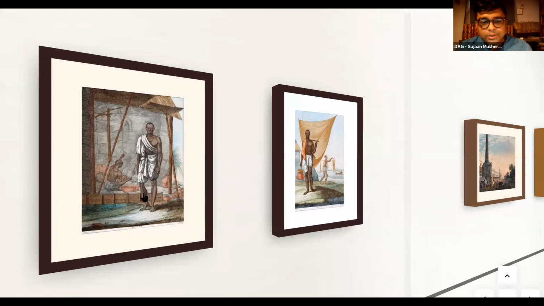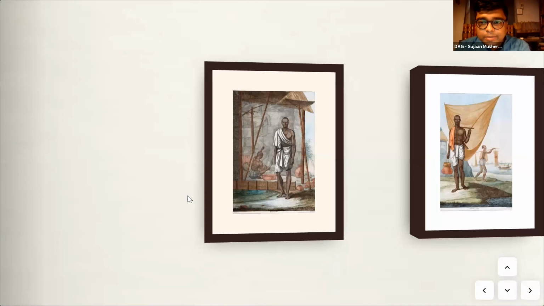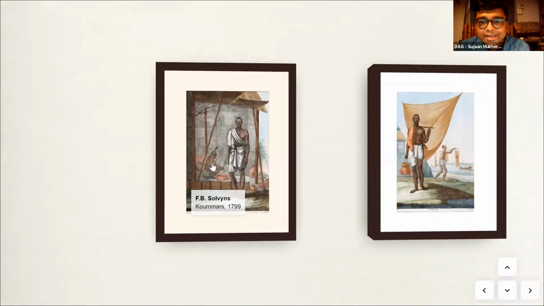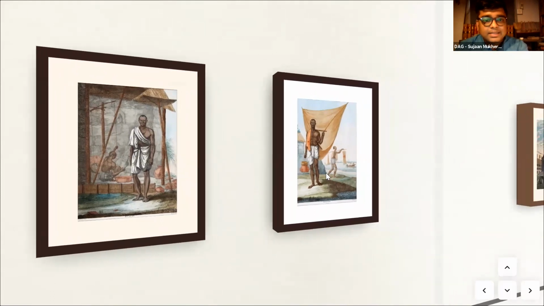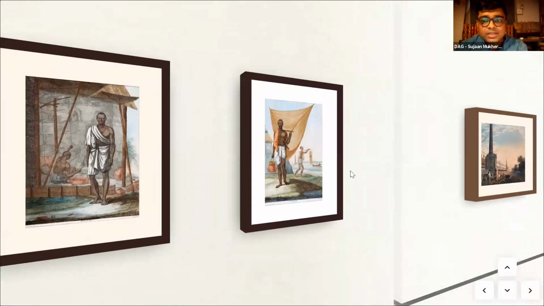Of course, you can see the biases and all of that, the racial differences in his works. But if you just look at these two paintings, you notice that the figures are strikingly similar. So he's not in fact painting different people, but painting stereotypes, character types, and so on. So this is what our exhibition really begins with: Balthazar Solvin's sketches of the castes and professions of Hindustan.